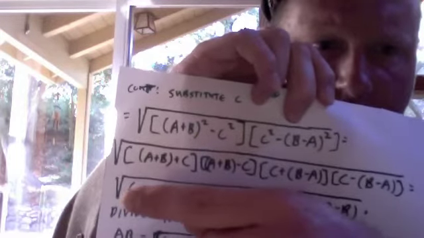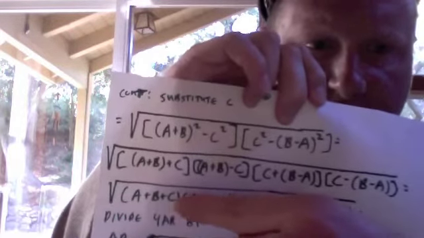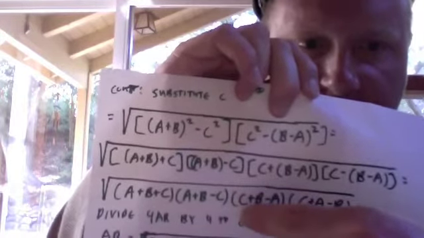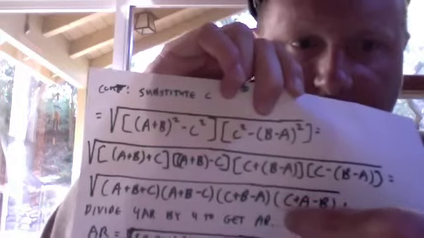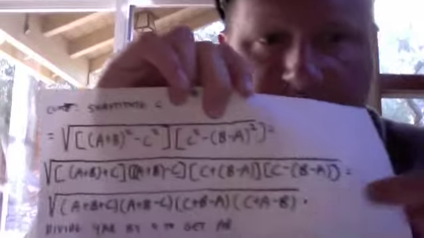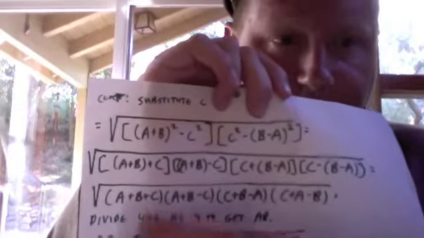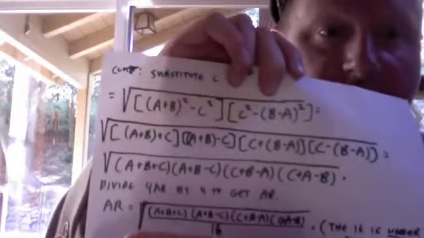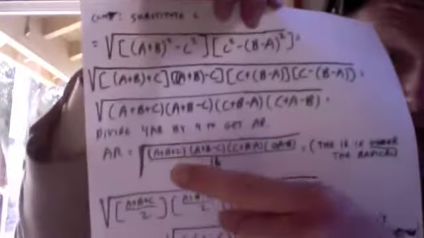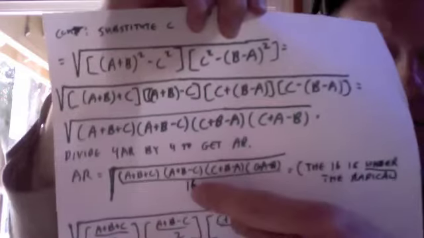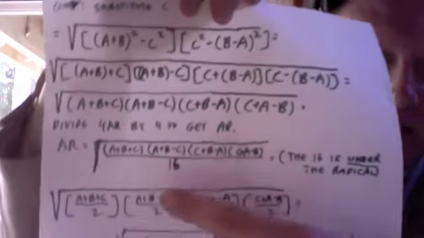You just get the square root of (a plus b plus c) times (a plus b minus c) times (c plus b minus a) times (c plus a minus b), and all together it's under the radical sign. Okay, so that is what 4 times the area equals right here. Now, if I divide by 4 to just get the area, which is what I want, I now have a 16 in the denominator under the radical. It's dividing by 4, but since it's under the radical, I get a 16.